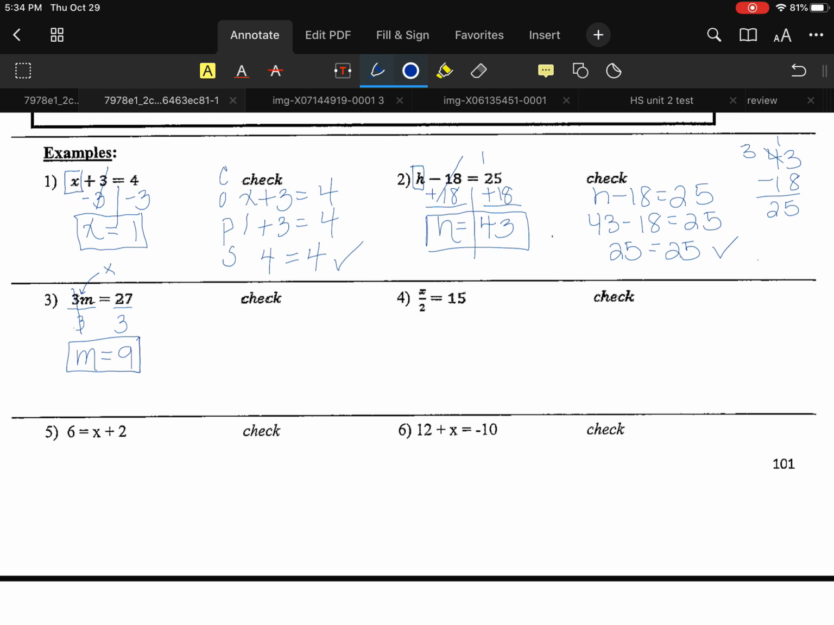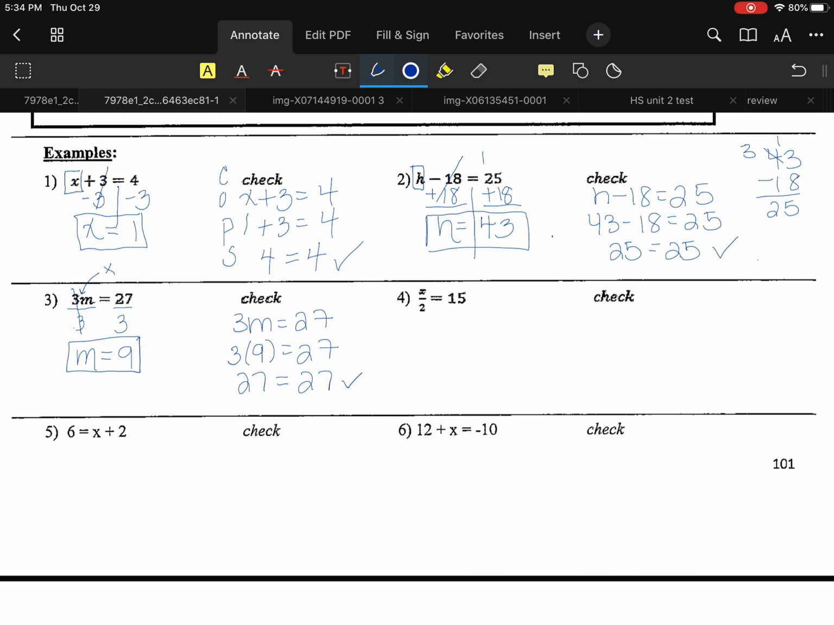Now that I know m is 9, I can plug 9 in for m. So I'm going to write down my original problem. 3m means 3 times m, and now we have 3 times 9. So I'm going to plug 9 in, substitute 9 in for m. 3 times 9 is 27, which is what I wanted it to come out to be. So that is a true statement, so we are good.